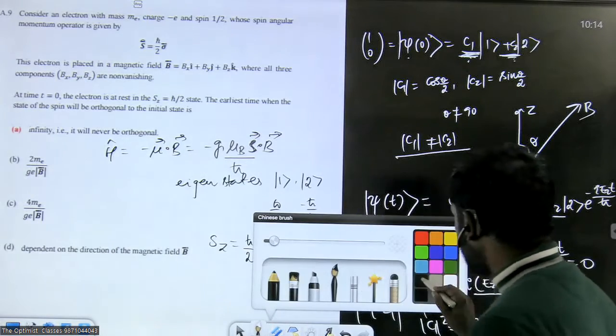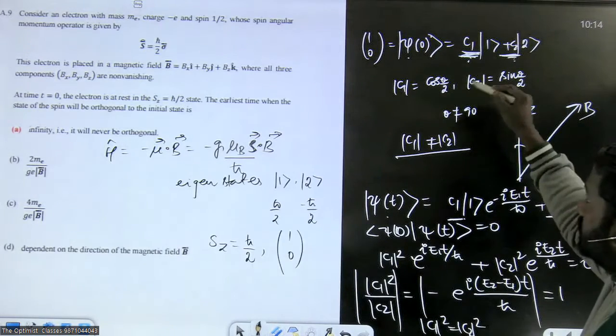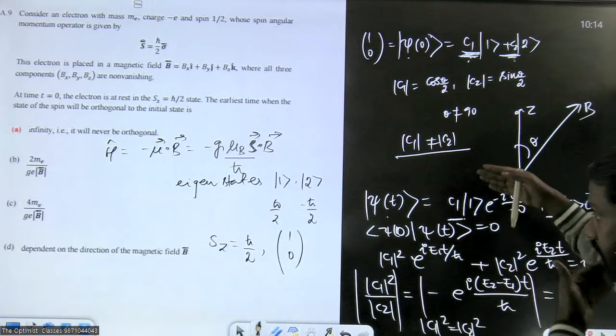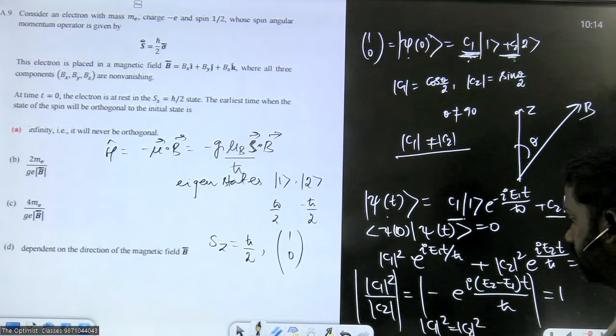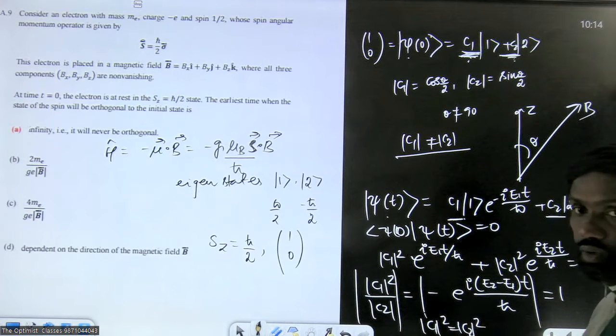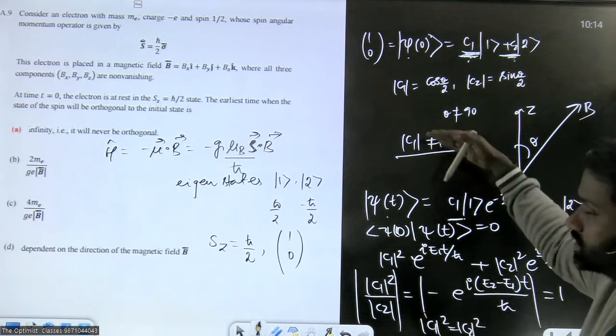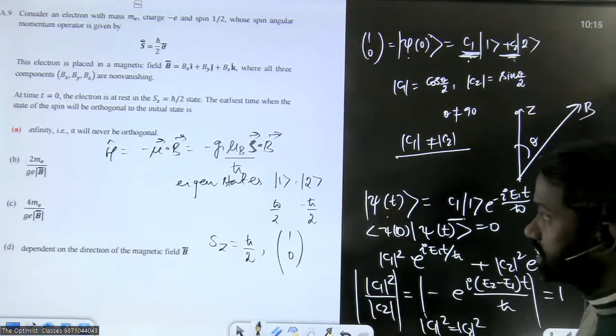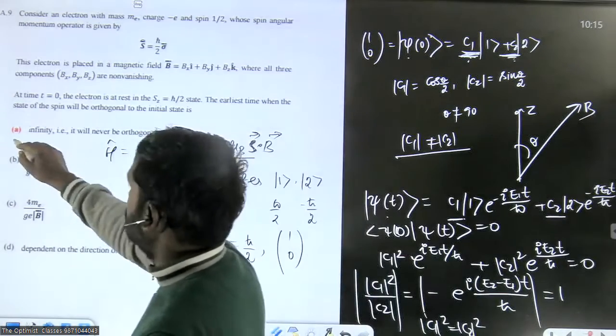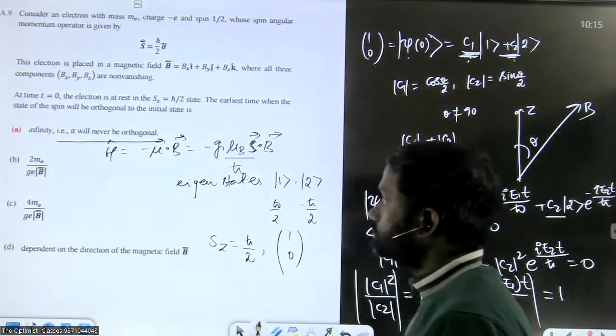So I have shown that here. I assumed initially these two are not equal, but if we impose the condition of orthogonality, we get the two to be equal here. So that contradicts the initial assumption. That's why we say that it will never become orthogonal. All right.